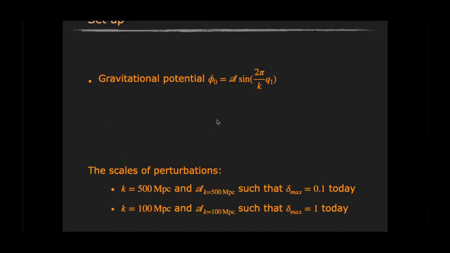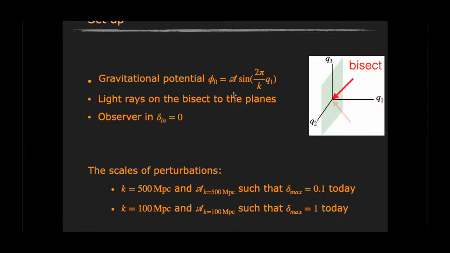Okay, so now I will show you some of the preliminary results of this analysis. These results are obtained considering a sinusoidal profile for the gravitational potential, where this k essentially gives the scale of the inhomogeneities, while A gives the amplitude, and is set such that it gives the value of the density contrast today. For these results, we consider that the observer receives the light along the bisect direction to the planes, and also that the observer is placed in a region with vanishing initial density contrast.